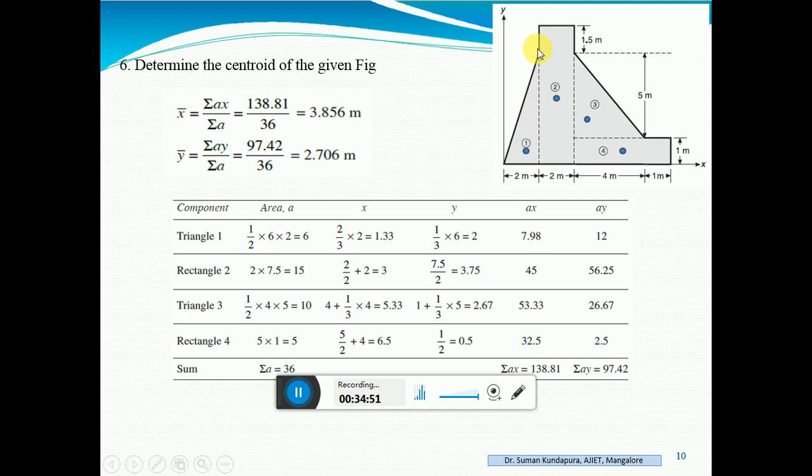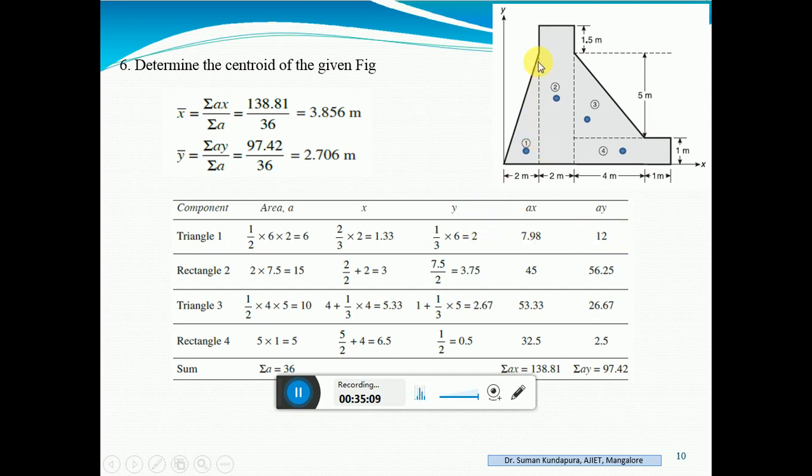1/3 of the entire height. 1/3 of the entire height is 6 here, 1/3 of 6 is nothing but 2. Okay. Then it is area into x, area into y's respective values you fill in the tabular column.